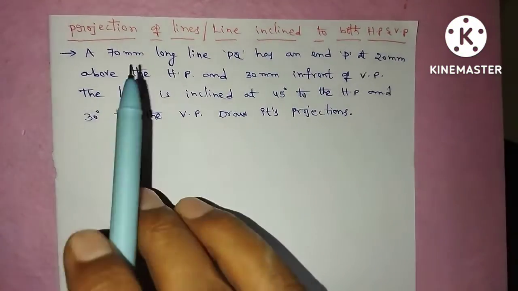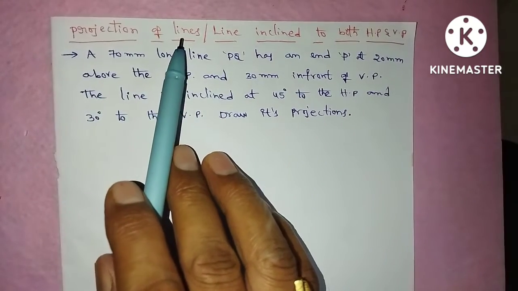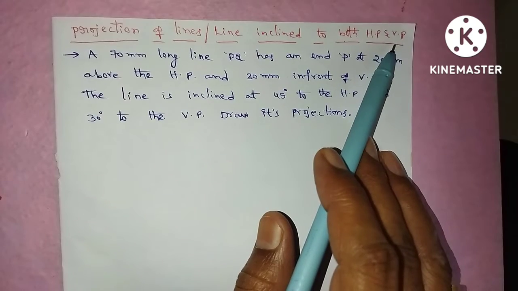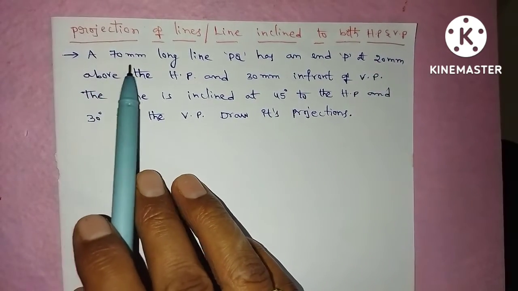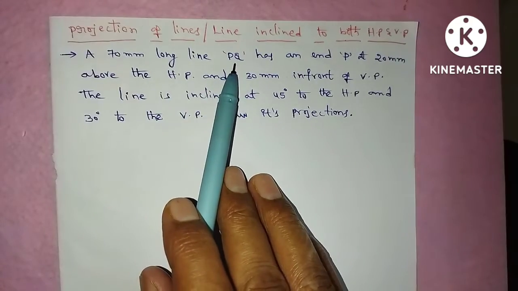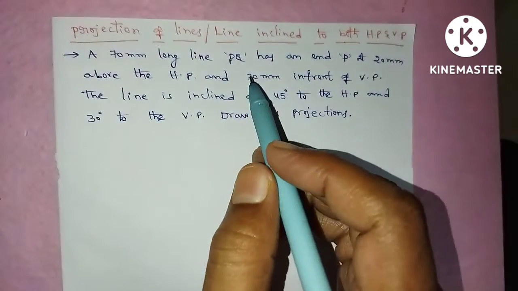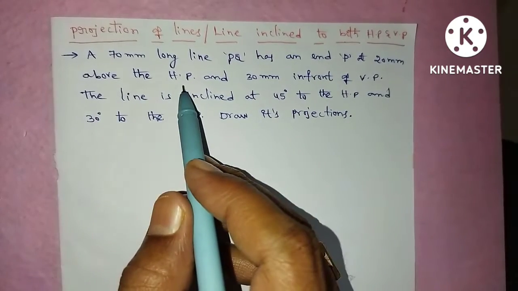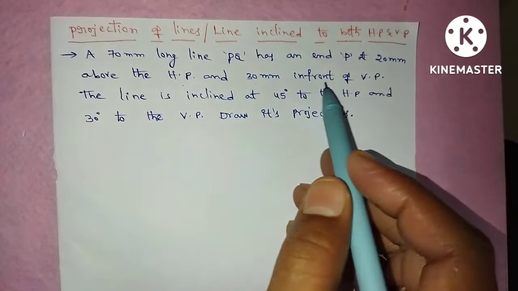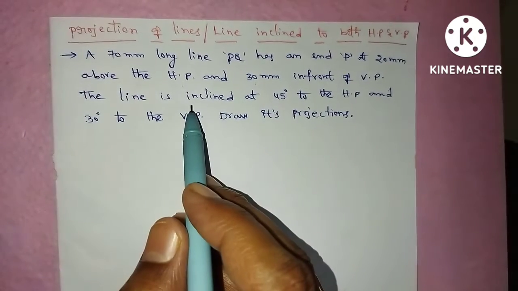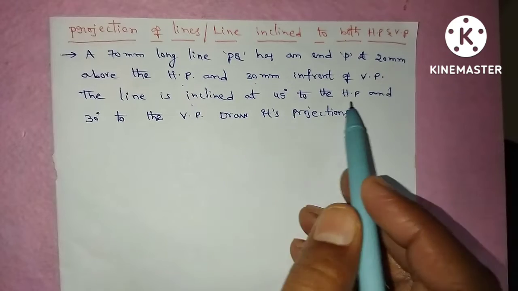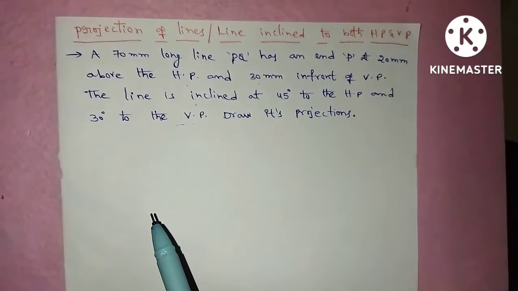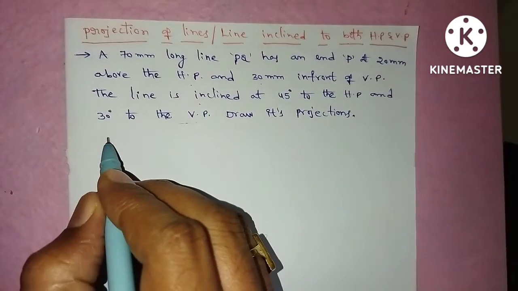Today we are going to discuss the projection of lines when the line is inclined to both HP and VP. For this I am considering a problem. A 70 mm long line PQ has an end P at 20 mm above the HP and 30 mm in front of VP. The line is inclined at 45 degrees to the HP and 30 degrees to the VP. Draw its projections. So this is a problem on a line inclined to both HP and VP.